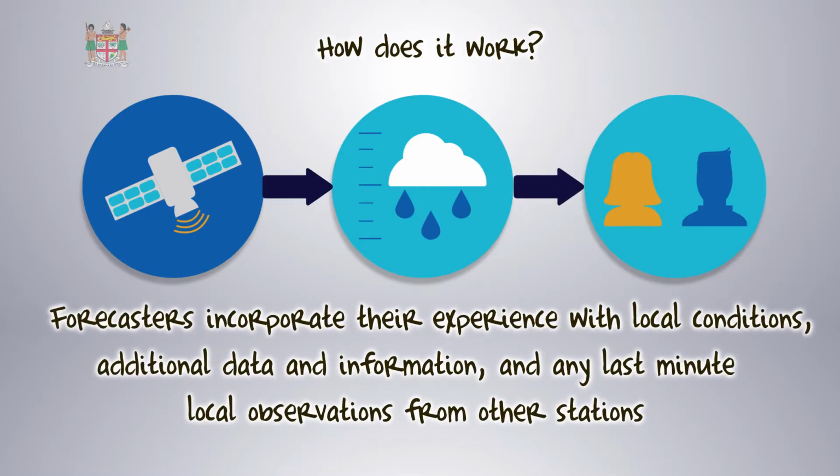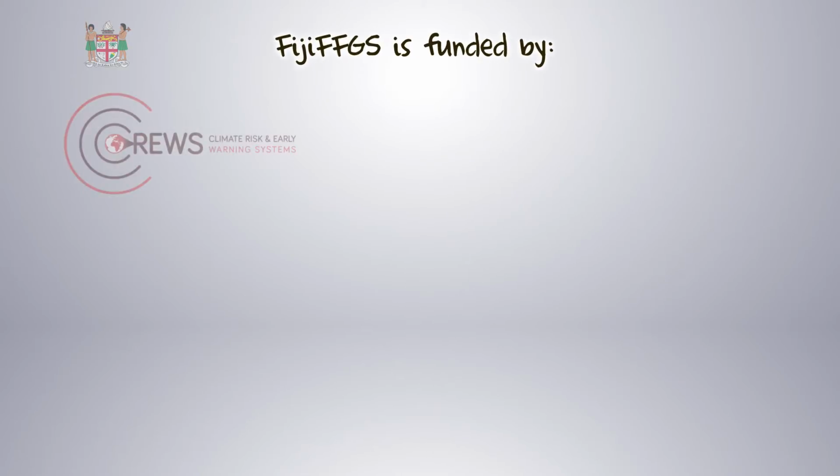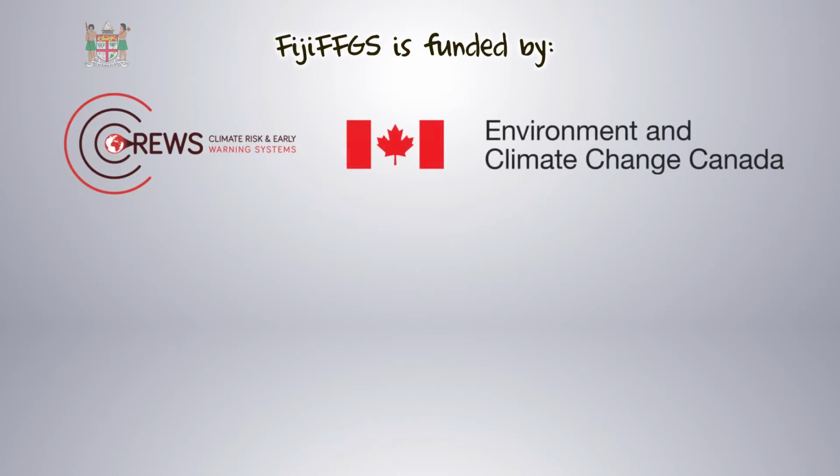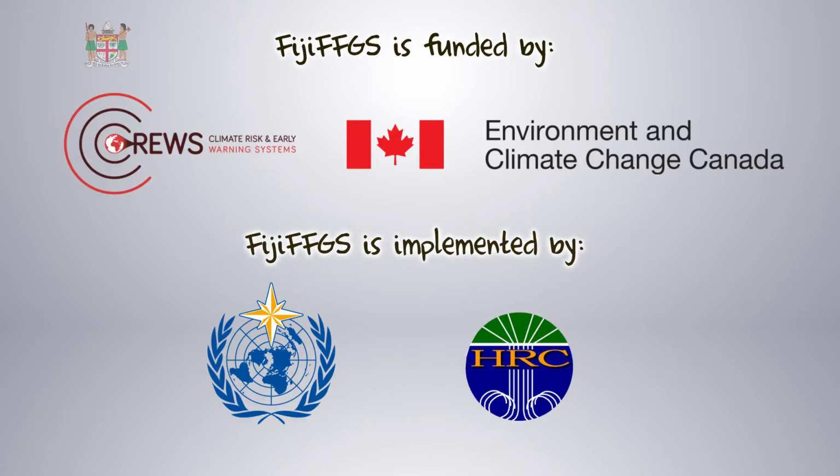Forecasters incorporate their experience with local conditions, additional data and information, and any last-minute local observations from other stations. Fiji FFGS is funded by the Climate Risk Early Warning System (CREWS) initiative and Environment and Climate Change Canada (ECCC), and implemented by the World Meteorological Organization (WMO) and the Hydrological Research Center (HRC). It uses the best science of meteorology and hydrology to further improve the quality and lead time for early warning of flash flooding.